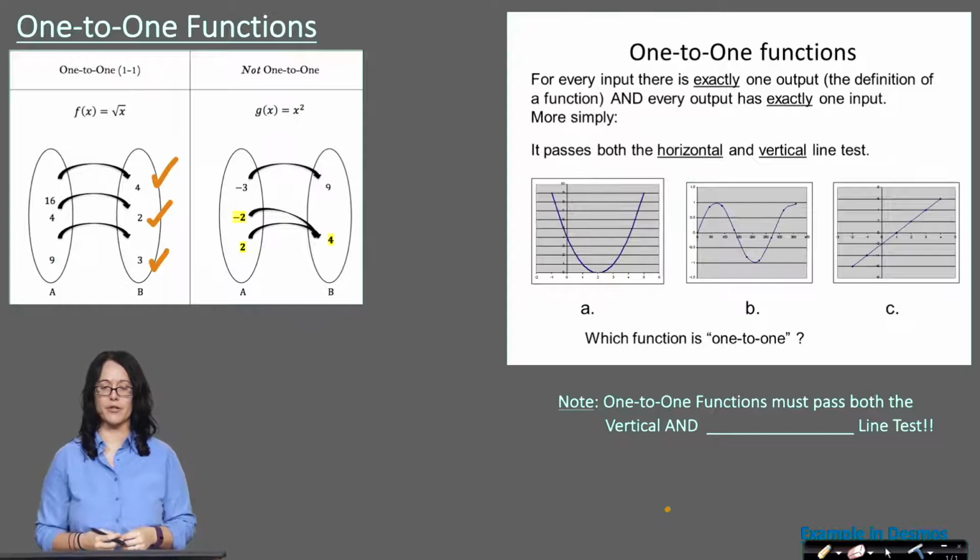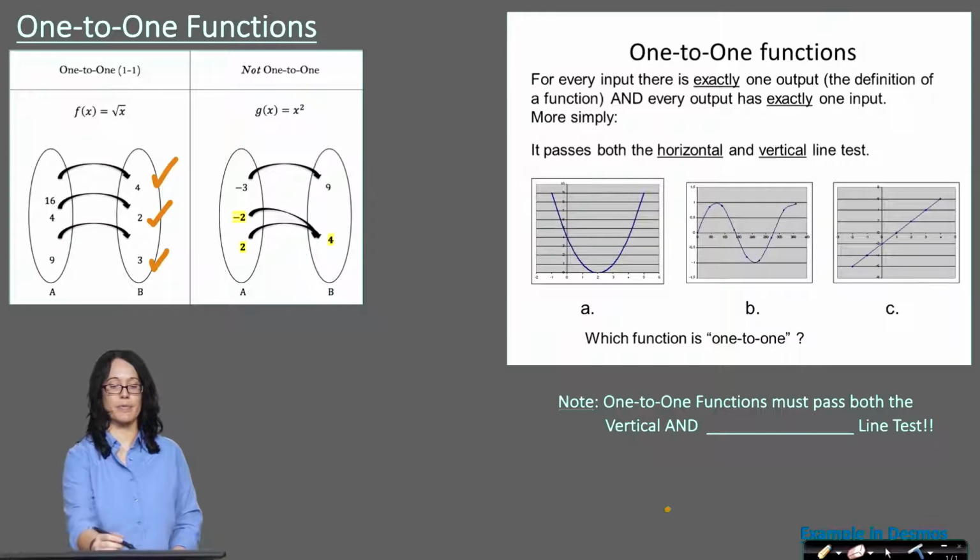On the other hand, take a look at the function g of x next door. In g of x, it equals x squared. Now we know x squared is a function. It's actually the parabola opening up, right? That's a function which passes our vertical line test. Every input gets mapped to exactly one output.